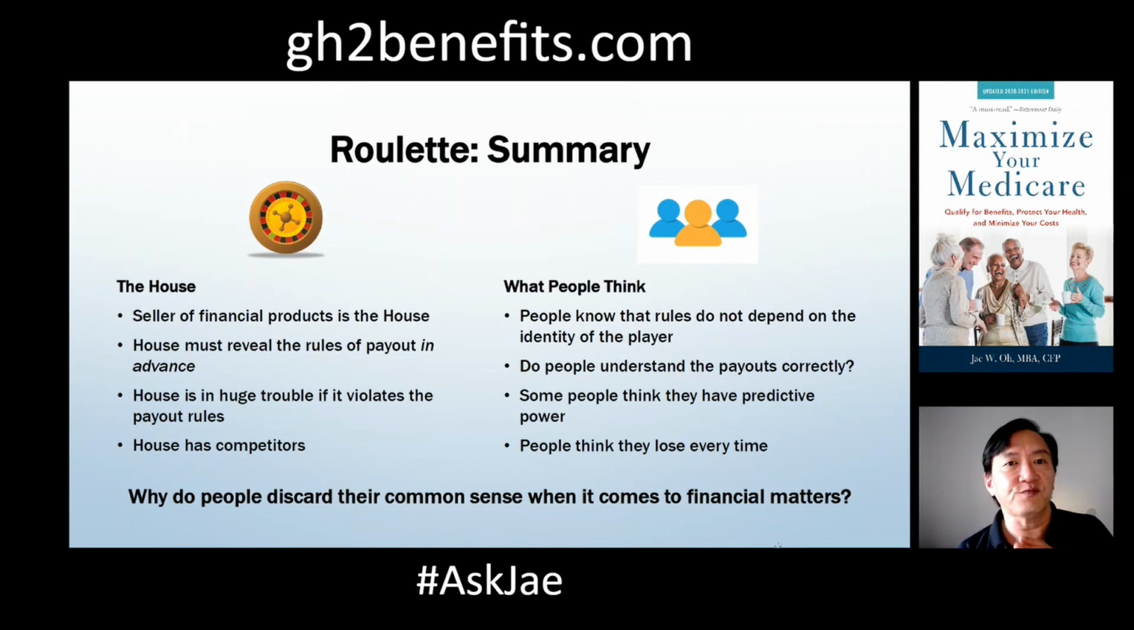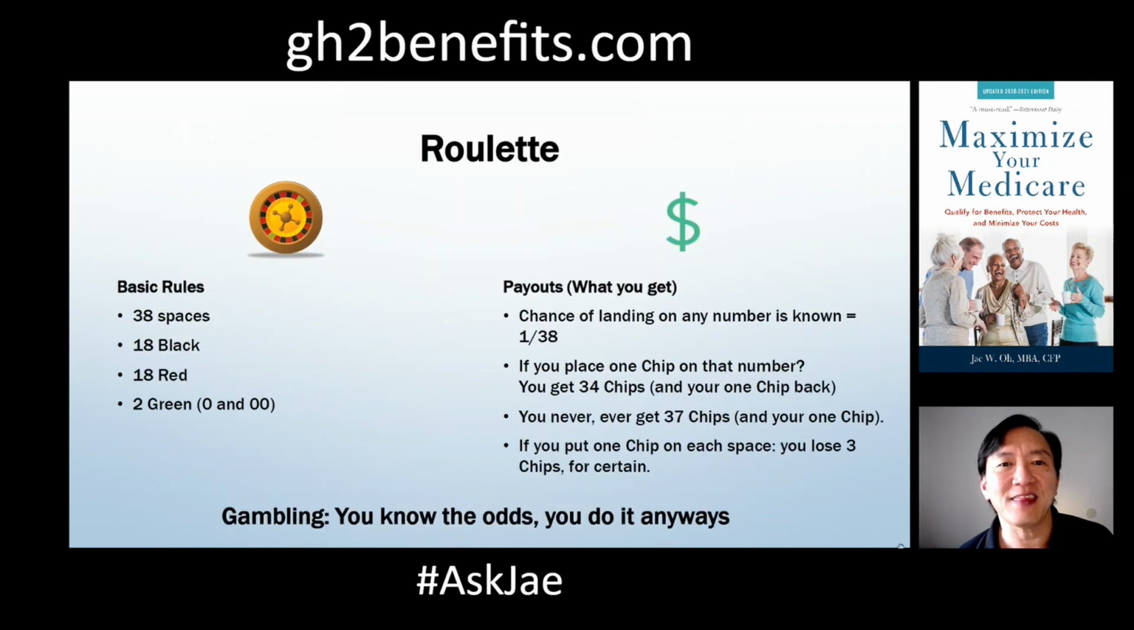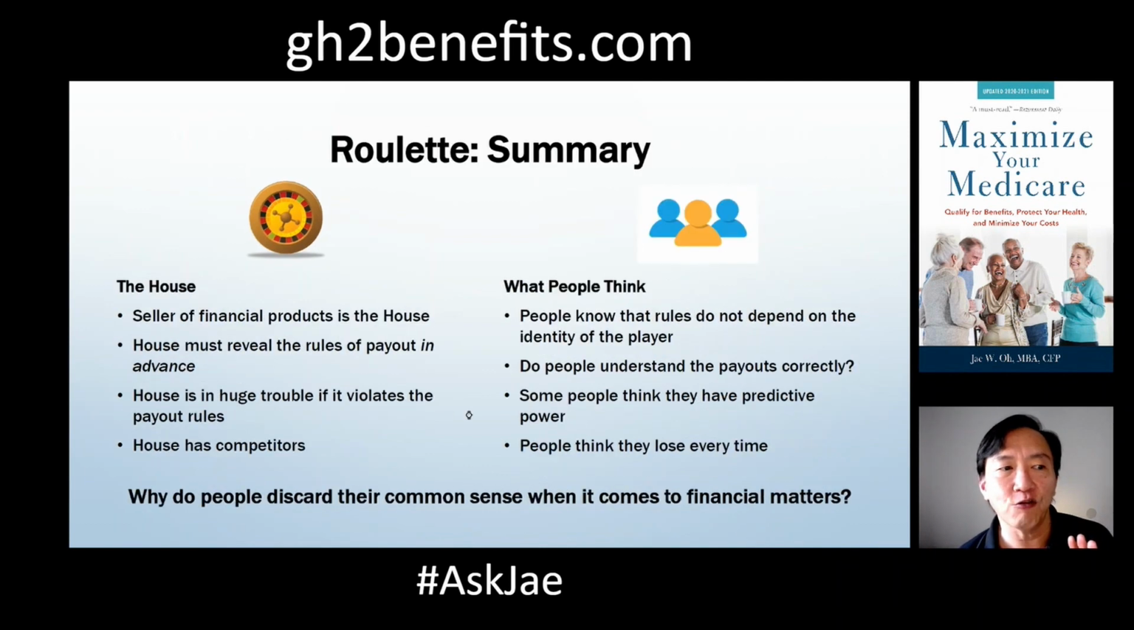Now this varies a lot from the way that people think in the real world. People take it personally. What people do know is that the rules don't depend on the identity of the player. Player number 1 plays roulette, player number 3 plays roulette, same rules apply. It's an open question whether or not people actually understood the math of how this works, the fact that you get 34 plus 1, but you never get 37. That's what we said 2 slides ago. The question is, do they really understand how it actually works?